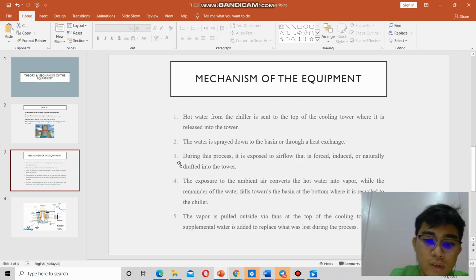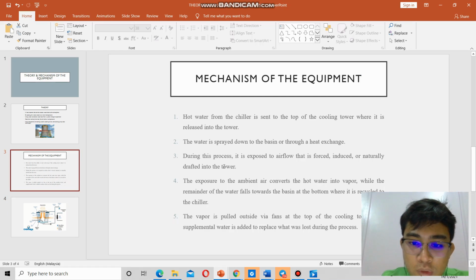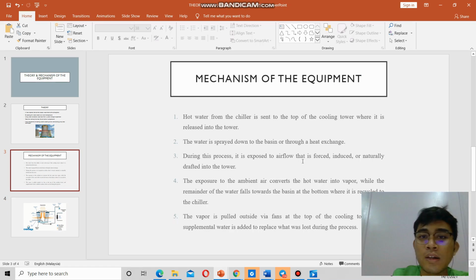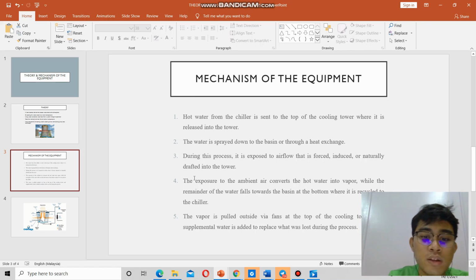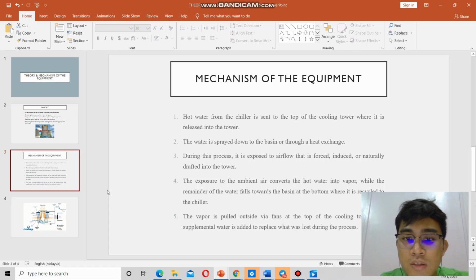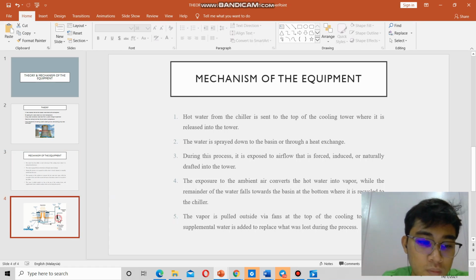Next is during the process, it is exposed to airflow that is forced, induced, or naturally drafted into the tower. The exposure to the ambient air converts the hot water into vapor, while the remainder of water falls towards the basin at the bottom, where it is recycled to the chiller.